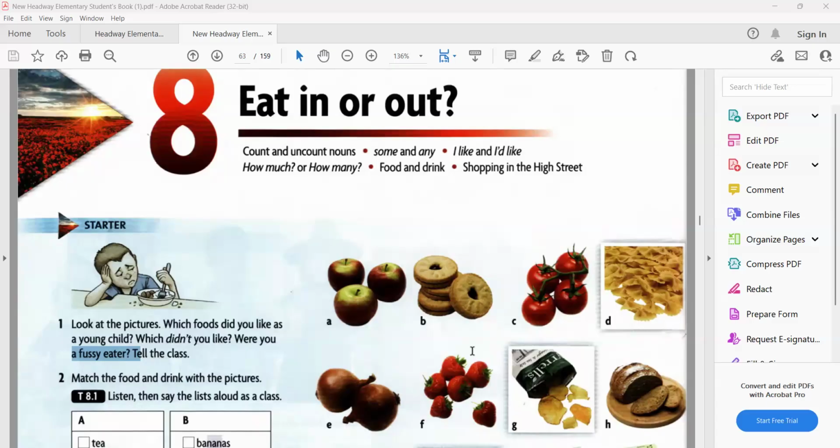Okay, let's write something in the chat. Who can answer this question? What did you like to eat as a child?